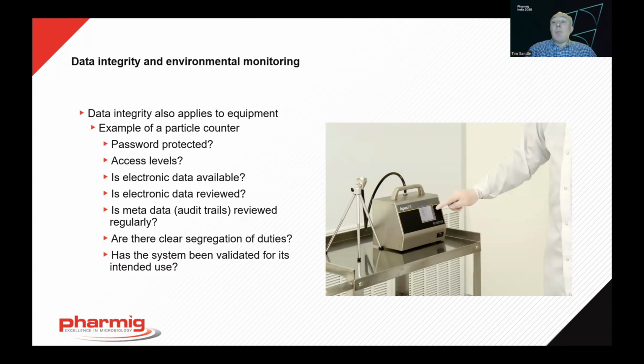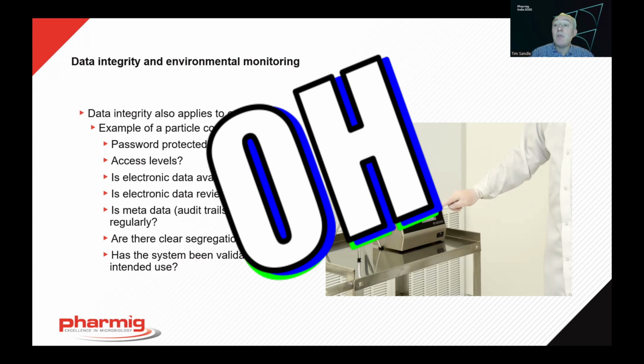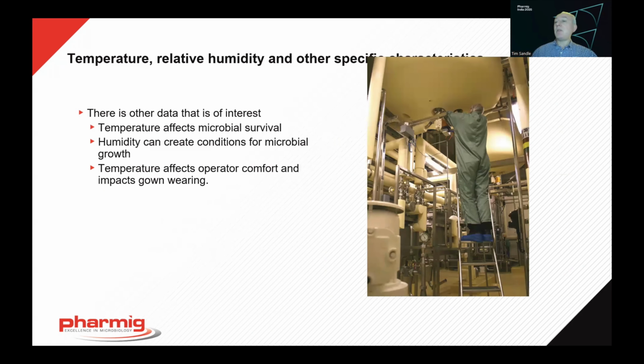Data integrity also applies to things like particle counting as well. So we need to make sure that our particle counters are password protected, that there are different user access levels. Passwords need to be of sufficient complexity. We should have an independent administrator, and we should be checking the audit trails on a regular basis, or where we use particle counters for, again, say, batch filling, then with every batch we'd want to be checking that audit trail.